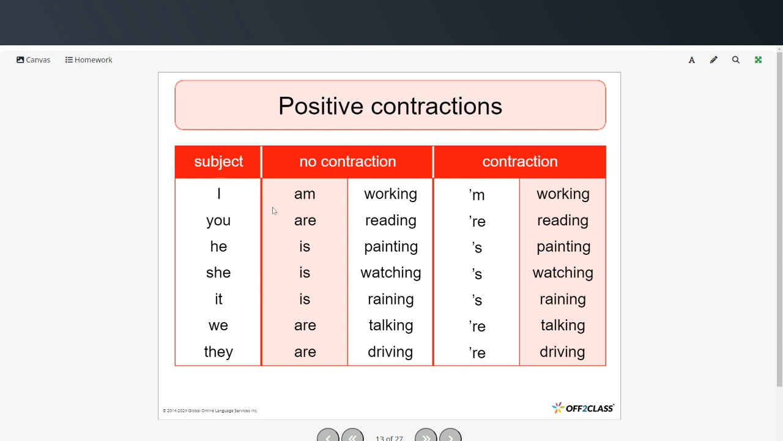All right, so I am working or I'm working. You are reading or you're reading. He is painting or he's painting. She is watching or she's watching. It is raining or it's raining. We are talking or we're talking. And they are driving or they're driving.